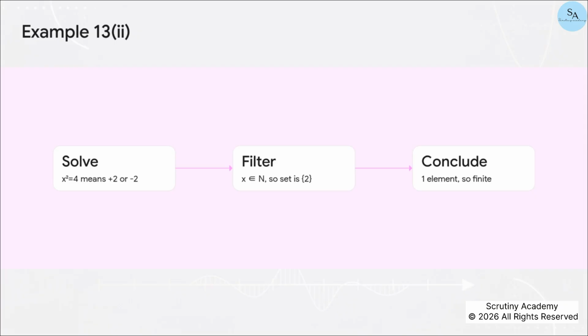So the absolute crucial point is right here at step 3. The rule specifically says x is an element of N. It must be a natural number. Step 4 is our filter. Negative 2 is not a natural number, so we filter it out. Just throw it away. Step 5, our final list only contains the positive number 2. And finally, because it has exactly one definite element, it is finite.